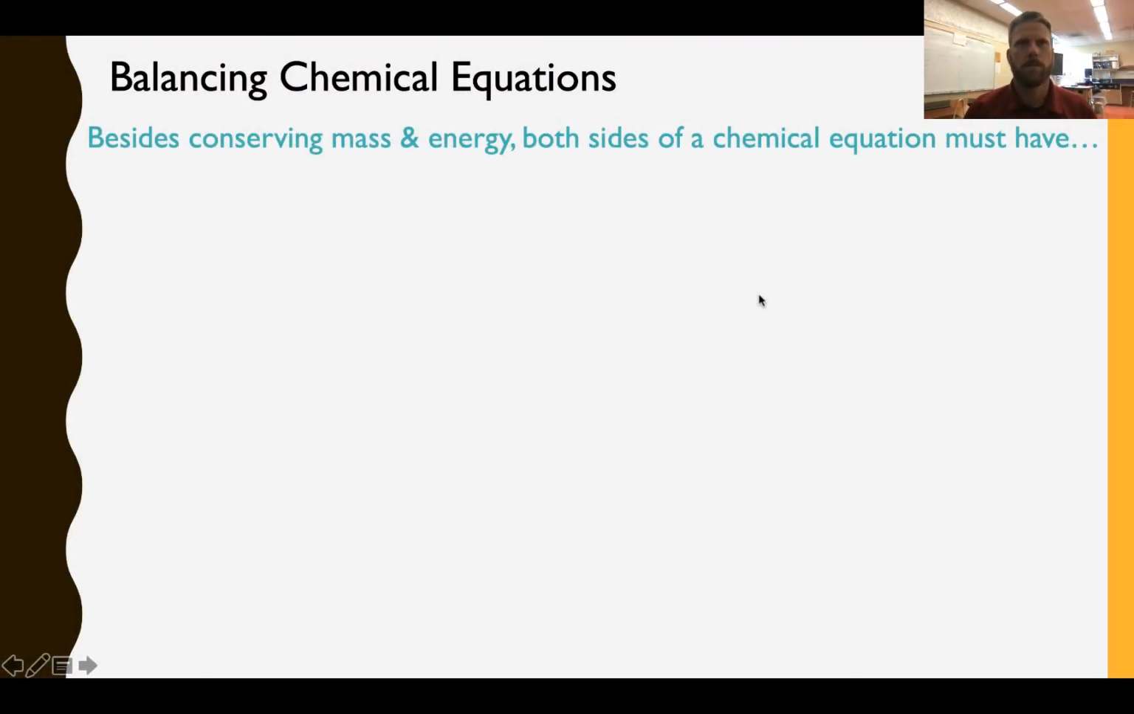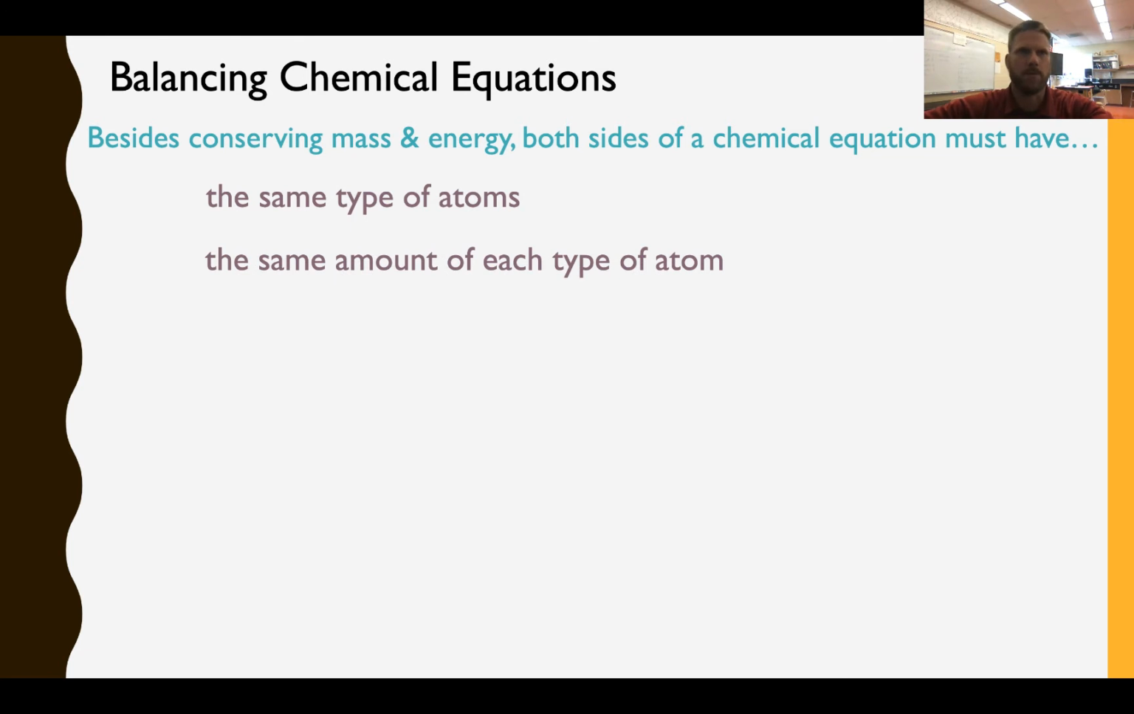We are going to focus on balancing chemical equations. Remember that 4 quantities must be conserved during a chemical reaction. 2 of those quantities are matter and energy. Besides that, the reactants and products of a chemical equation must contain the same types of atoms as well as the same amounts of each type of atom. Coefficients are used in chemical equations to balance the amounts of each type of atom.